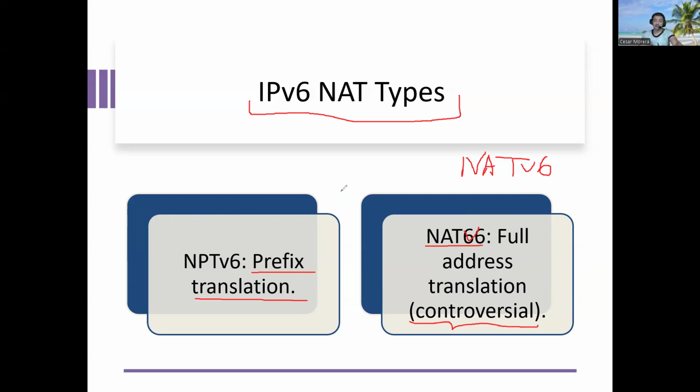Since IPv6 provides us with more than 3 million IP addresses, that is the main reason we don't need NAT that much as we used to need it in IPv4 scenarios.